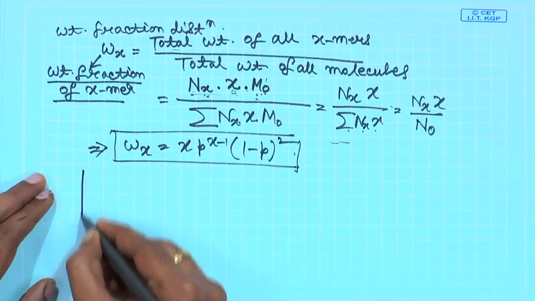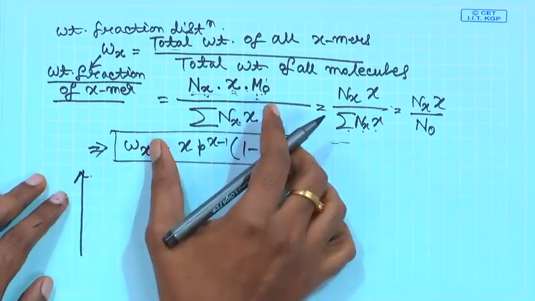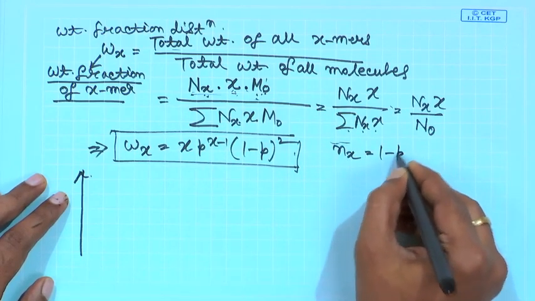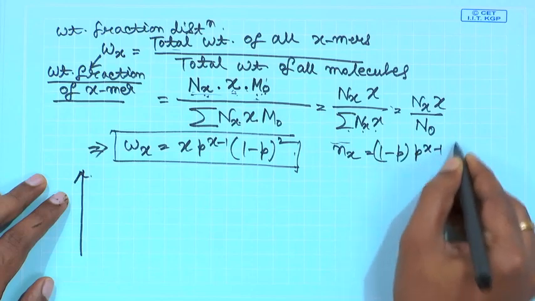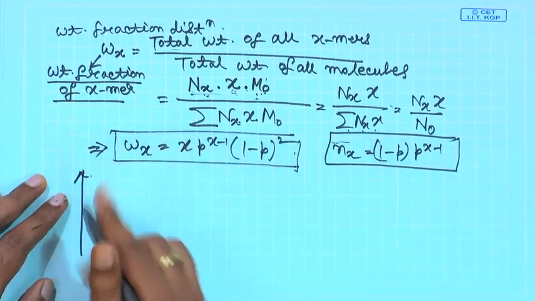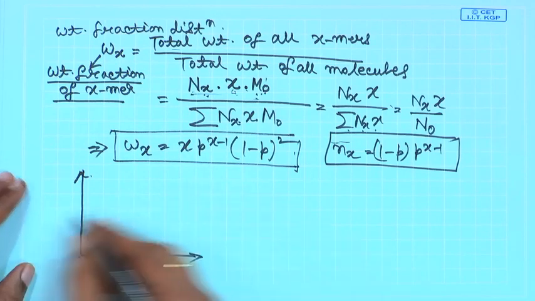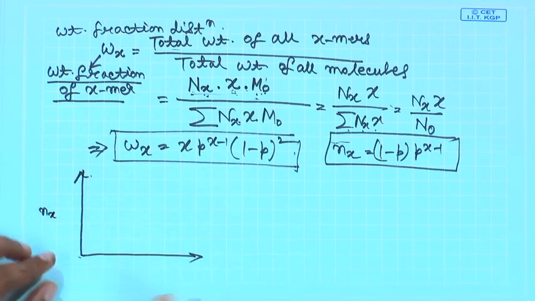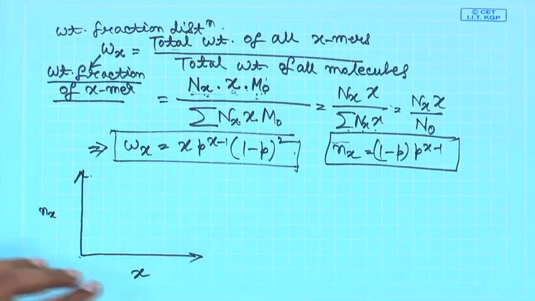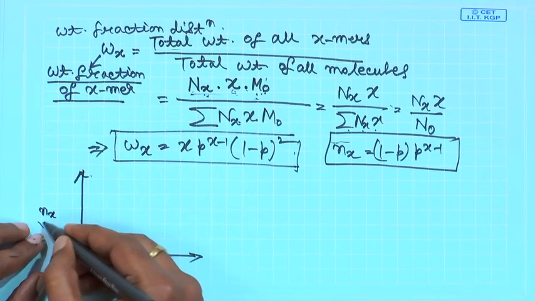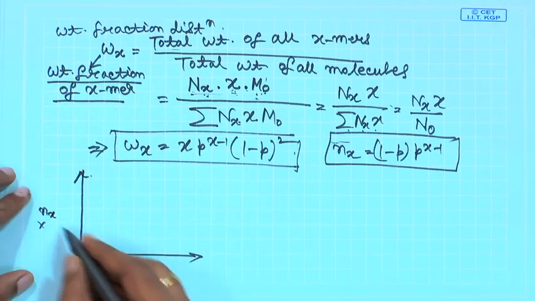So, here I am also putting the number fraction distribution, (1 minus p) into p to the power x minus 1, that is the number fraction distribution. If you now plot this number fraction, or n x, as a function of x, that is the degree of polymerization, you are actually multiplying by some factor, say 10 cube or something like that.